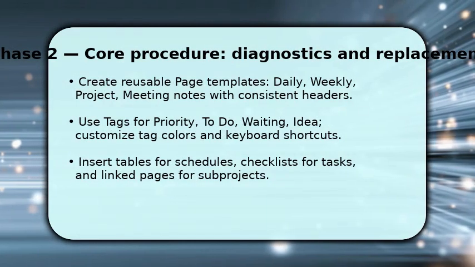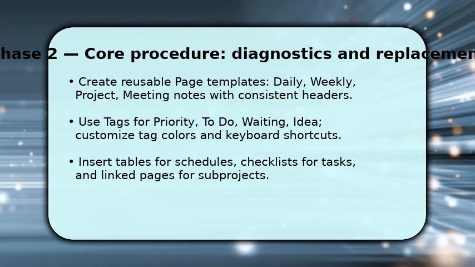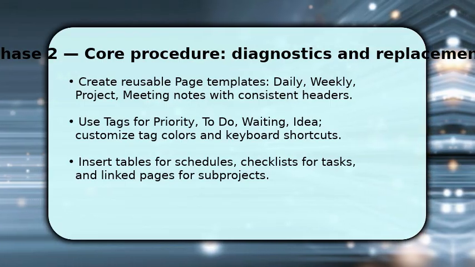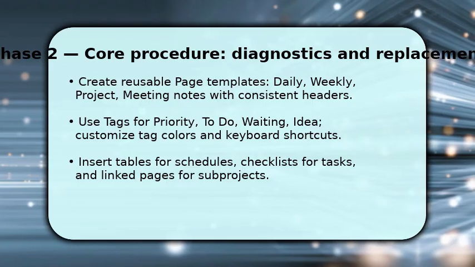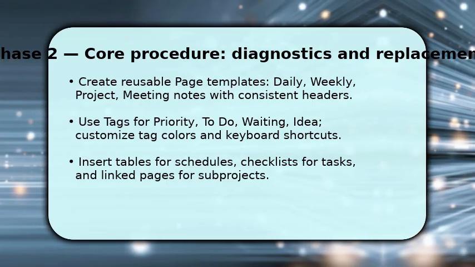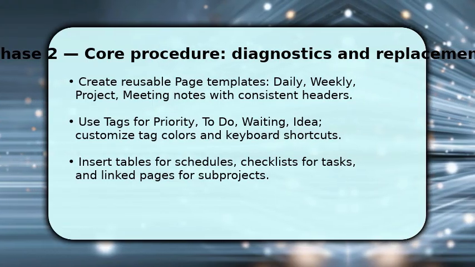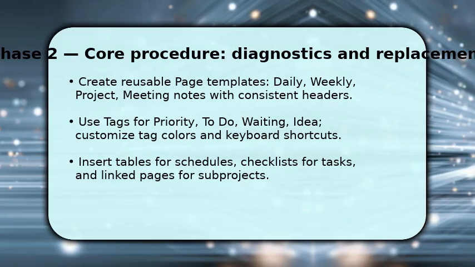Now you build the planner's backbone, templates and tagging. Create a daily template with schedule blocks, a weekly review layout, and project pages with milestones and tasks. This standardizes capture and review. Then configure tags, priority, to-do, waiting, idea, and apply them uniformly so filters work later. Use tables for time blocks and checklists for action items. Link sub-project pages to maintain navigation.